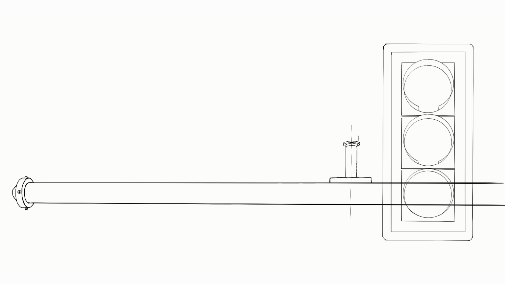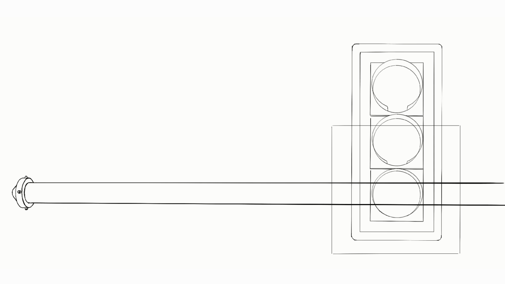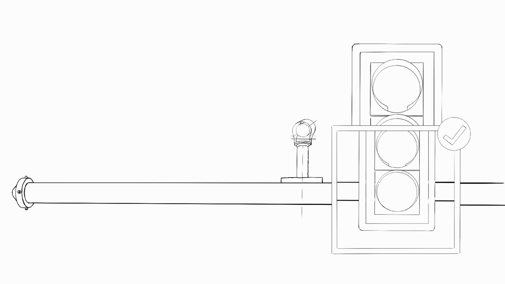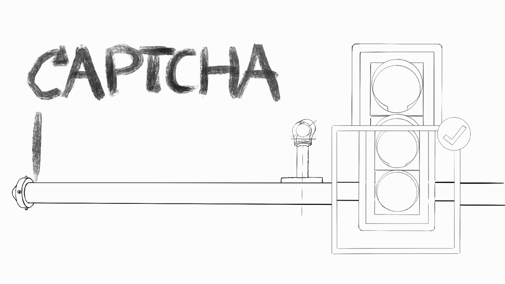I also added a camera to help with the composition, but it kinda started to look like a road management game, which is not what I'm making. So I added this square with a check mark to make it unmistakably about captchas. After that, I wrote down my game's title, CAPTCHA Hell, and placed it on top of the traffic light pole.